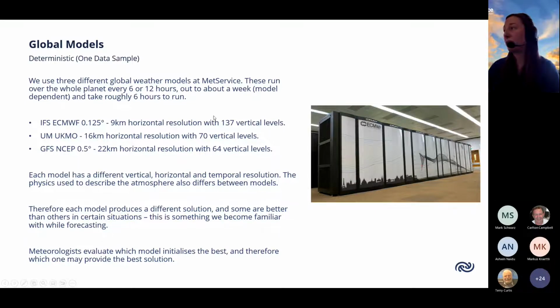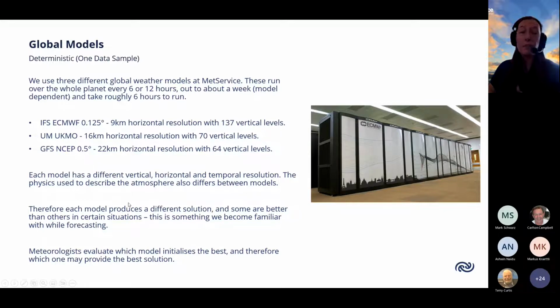What's also important to us is the number of vertical levels that they model for, because as we know as aviators, what is happening through that atmosphere is incredibly important. Shear, CAT, all that sort of stuff. So as well as the horizontal resolution being important, the vertical levels are also important. So the sort of physics that's used to describe that atmosphere in each of these models is different, and therefore they often produce different solutions or different outputs.